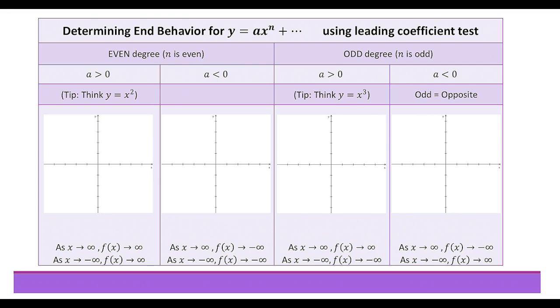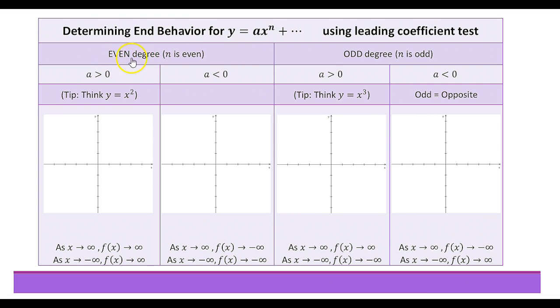So we're going to start by determining what we call the end behavior for a polynomial function that looks like y = ax^n plus a bunch of terms. And we don't really care what those other terms are because we're going to determine this end behavior using the leading coefficient test. So the leading coefficient test is first going to have us think about the degree of the polynomial, whether the degree is even or odd.